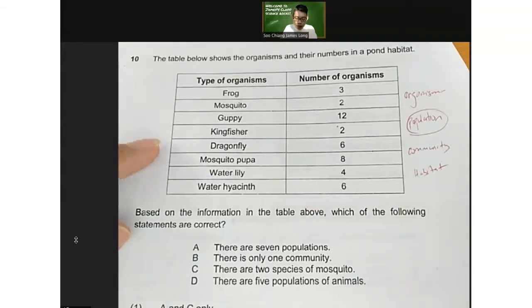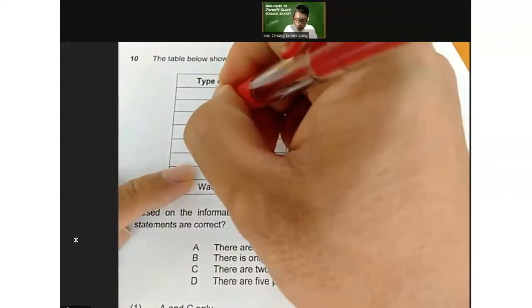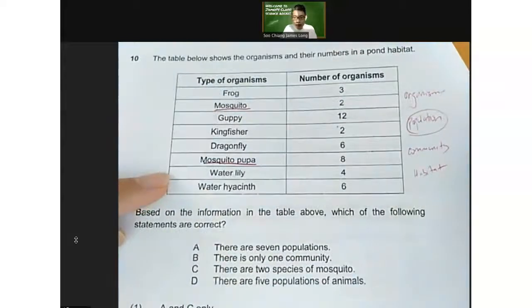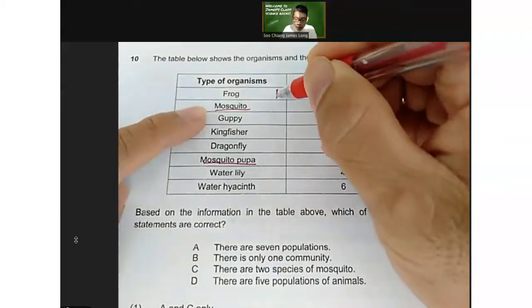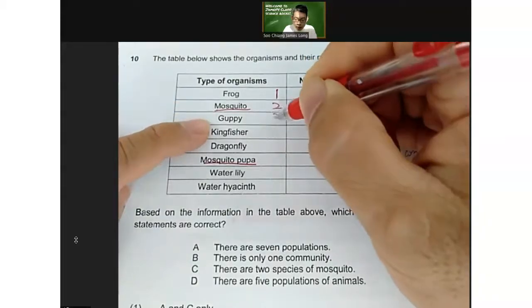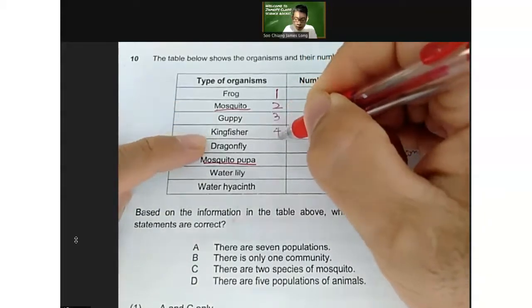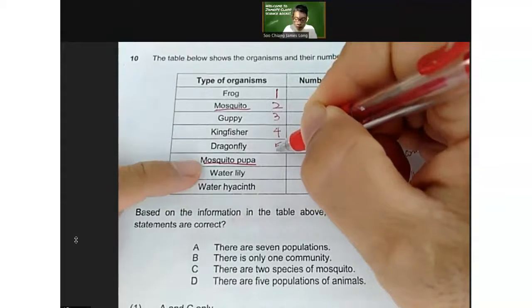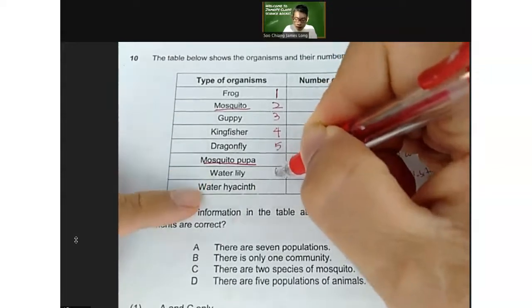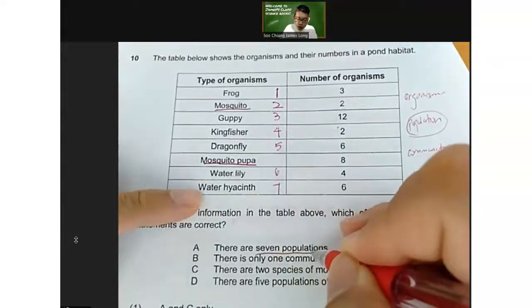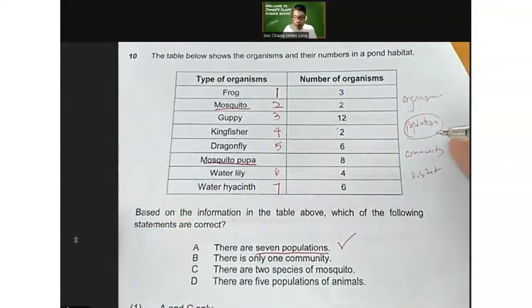So if I see here, I see mosquito pupa. They belong to the same population. Right? So let's see how many populations we see here. Frog, yes, is 1. Mosquito, there's 2. Guppy is the 3rd one. Kingfisher, 4th one. Dragonfly, 5th one. This is part of the mosquito population, so I don't count again. Water lily, 6. Water hyacinth, 7. So there are 7 populations. A is correct. What else?